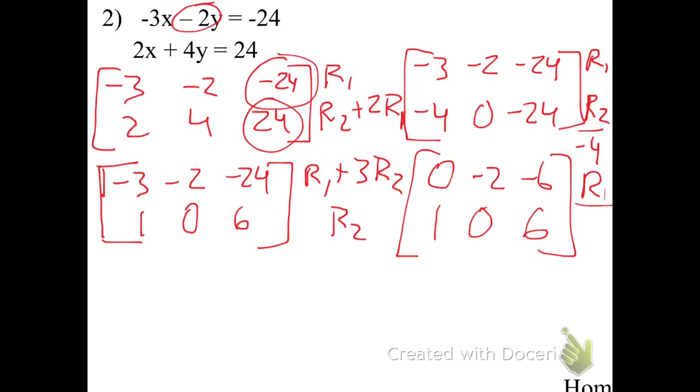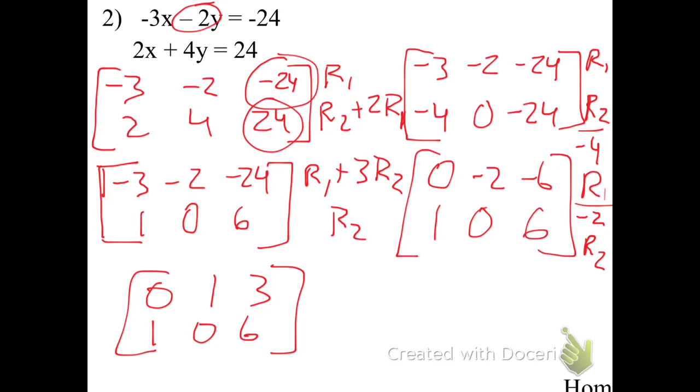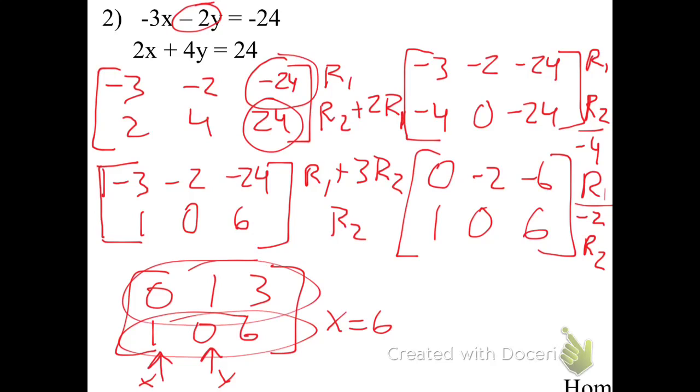Take your first row and divide by negative 2, because you want this to be a 1. So divide the whole thing by negative 2. You don't touch row 2. And you get 0, 1, 3. And the bottom row is 1, 0, 6. Okay, remember, x's are the first part, y's are the second part. So this second row here says that x is equal to 6. The first row says that y is equal to 3. So you get the point, 6, 3. Done.